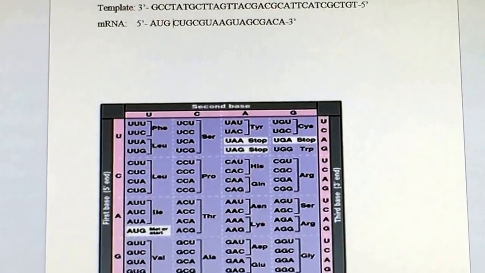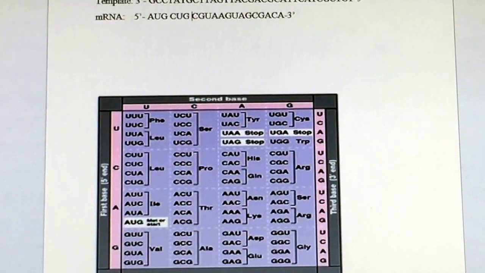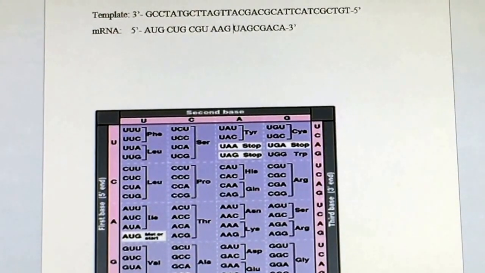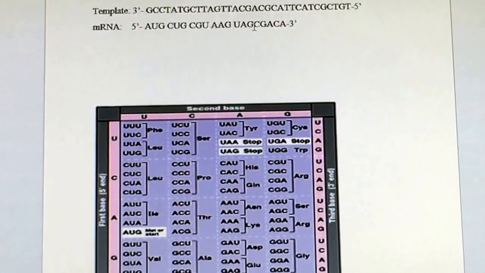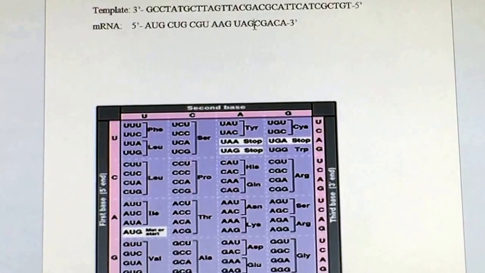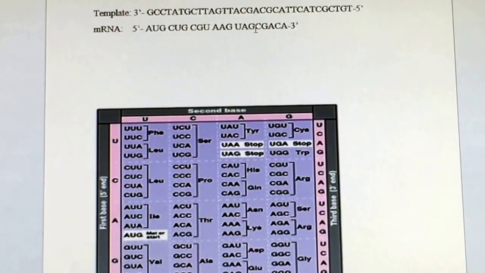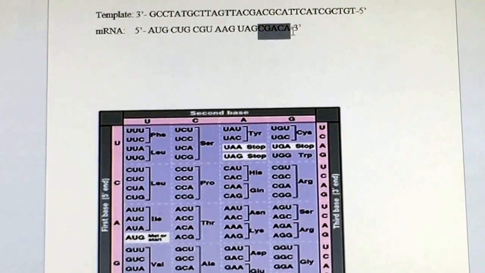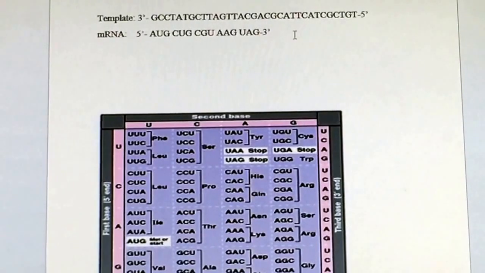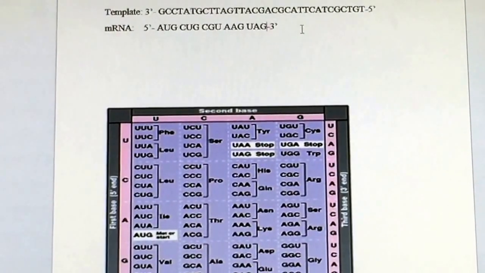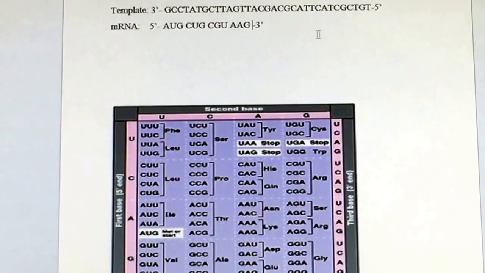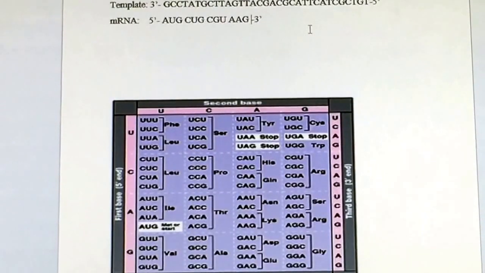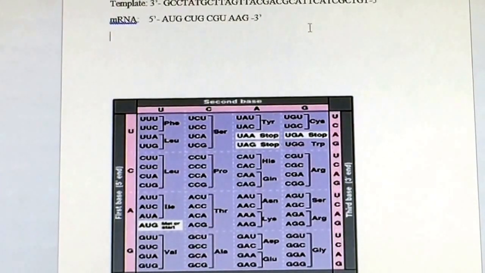So AUG is our first codon, CUG is our second, CGU is our third, AAG is our fourth, UAG is also our stop codon. Therefore, it's not going to code for a protein or an amino acid. So we can get rid of everything else to the right of the stop codon. And honestly, we can get rid of our stop codon since it's not going to be part of our amino acid sequence. So now that we have our amino acid sequence's mRNA strand, let's start building our sequence.